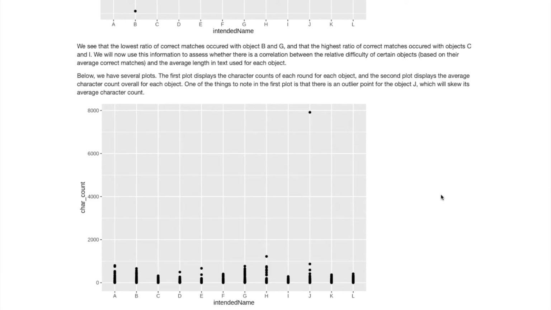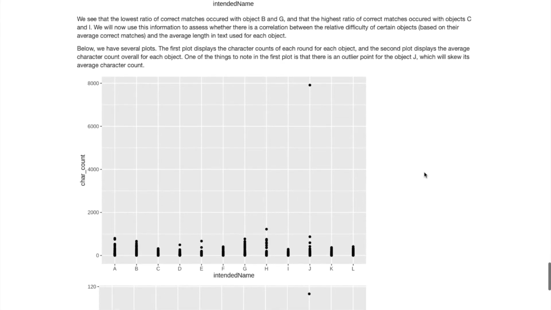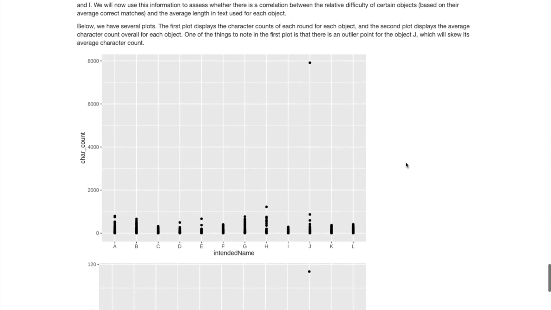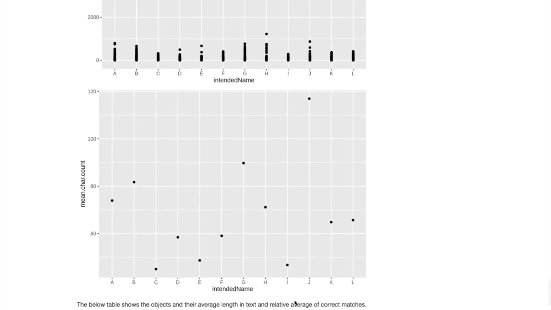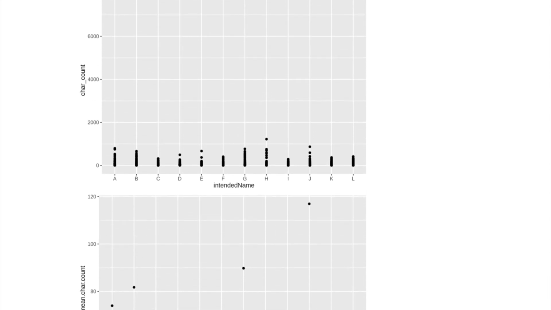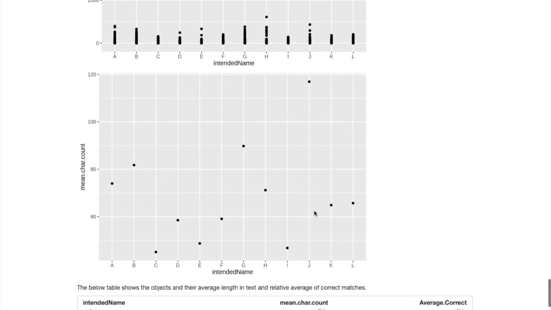So now I'm going to make some plots. This one shows, relative to each object, what their character count was. This graph is useful to me because I can clearly see that object J has a really high outlier, which I'm going to take into consideration when I do my next plot, which is the average character count per object. I can see that J has a very high average, like an average of 118 characters, but I also know there was this big outlier. So I'm going to take that into consideration when I do my analysis.